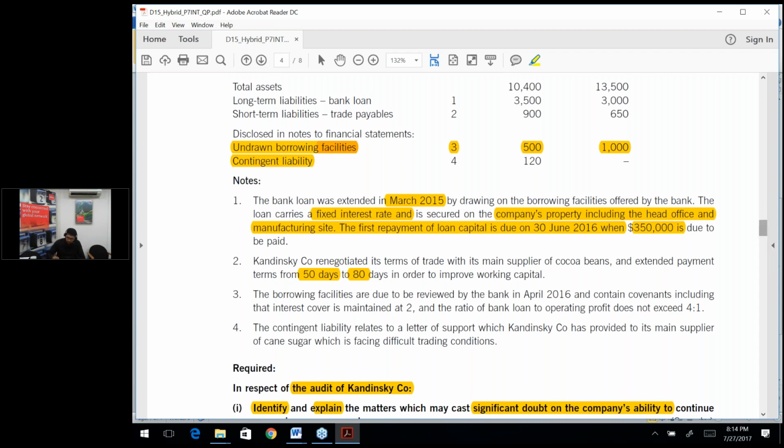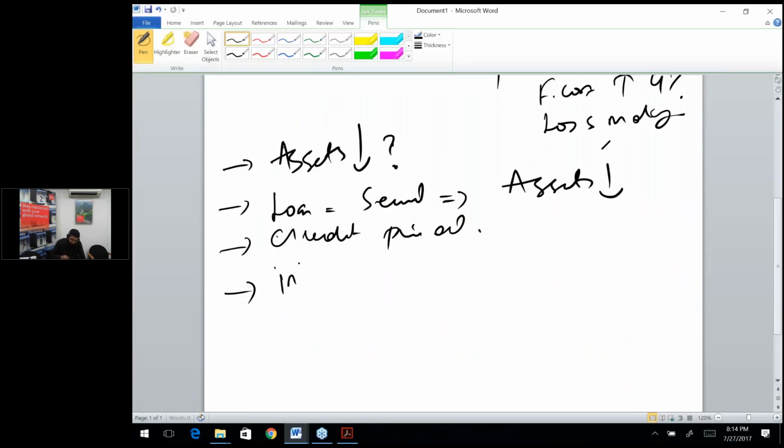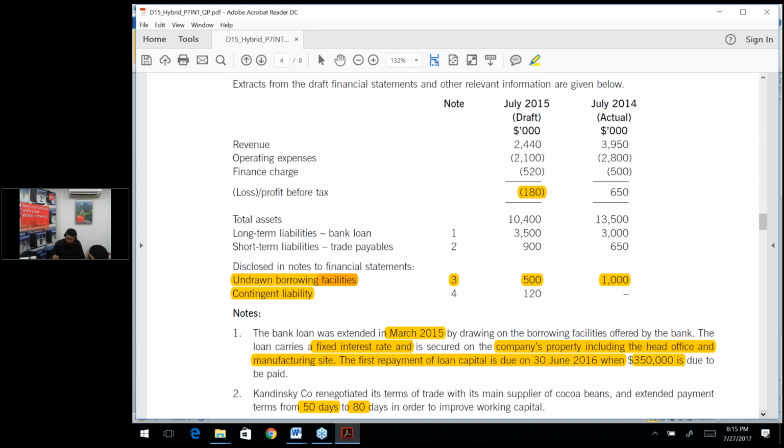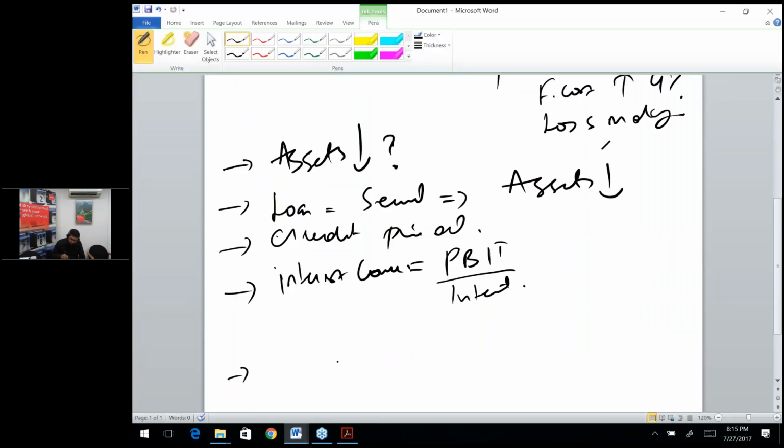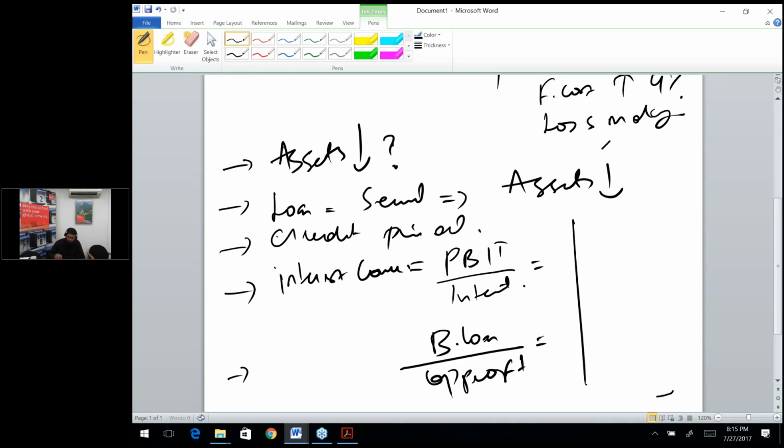4:1. So now, first of all, let's try to calculate these ratios. Number one is interest cover. If you have forgotten the formula for the interest cover, the formula is PBIT upon interest. And the next thing you need to calculate is the other covenant, which is bank loan to operating profit. So if we can have a quick calculation of these, both for 2014 and 2015.